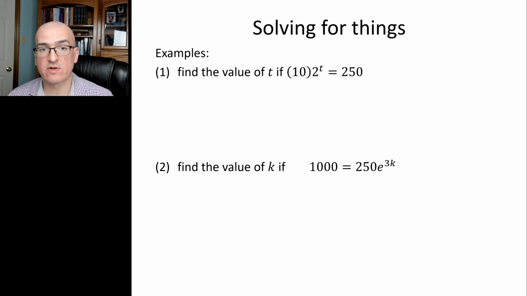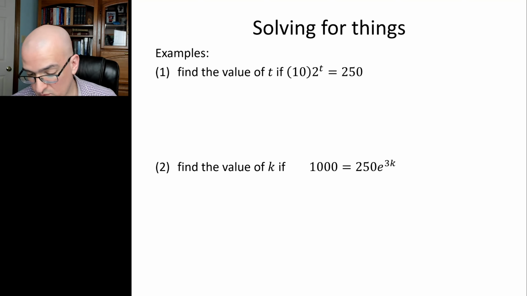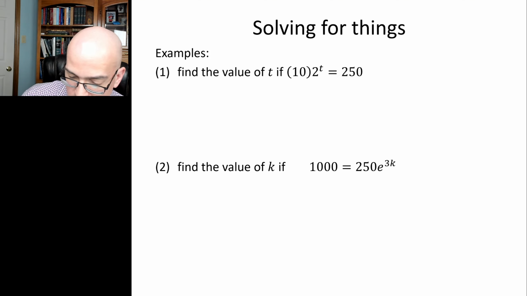Whenever we're solving across an equal sign, we have to make sure that we're doing the same thing to both sides of the expression. And that might be subtracting a number from both sides, dividing both sides by a number, multiplying both sides by a number, logging both sides, or exponentiating both sides. And the way I'm going to start this one is I'm going to divide both sides by 10. So 2 to the t is equal to 25.